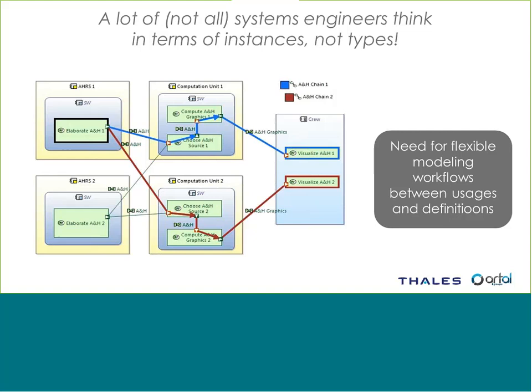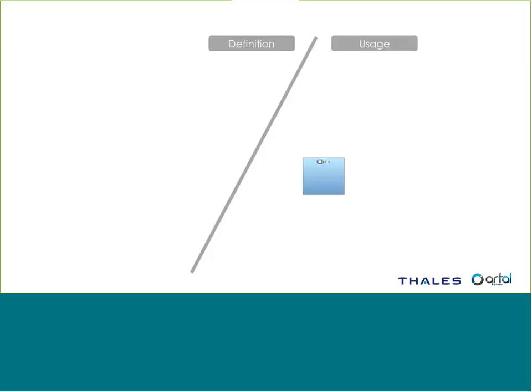Sometimes the second occurrence or the second instance is created after the first one has been created. And sometimes the reusable piece of model is anticipated and used twice. So there is a need for flexible modeling workflows between usages and definitions. We need flexibility. So I'm going to illustrate this with two very basic use cases.